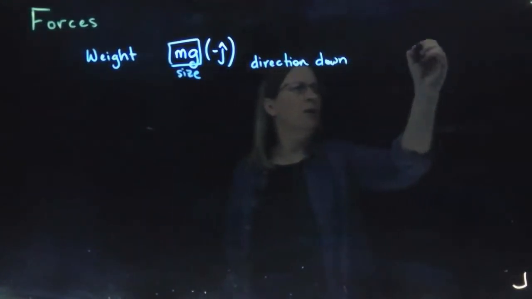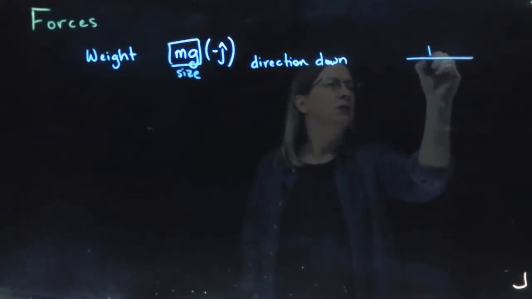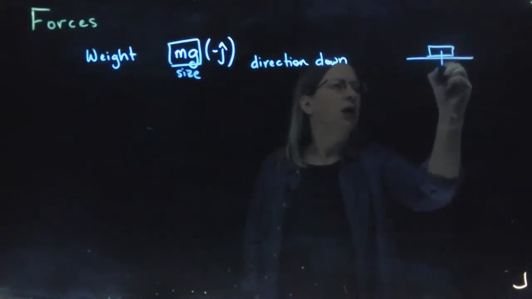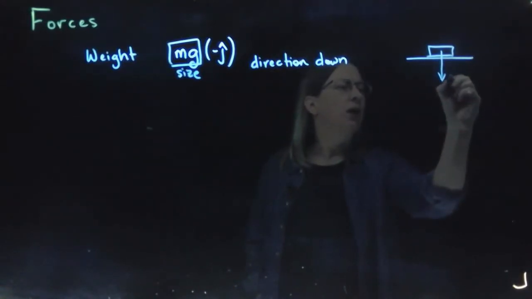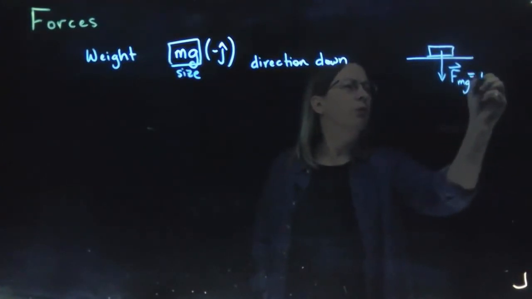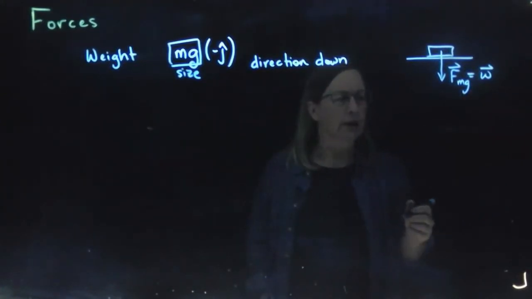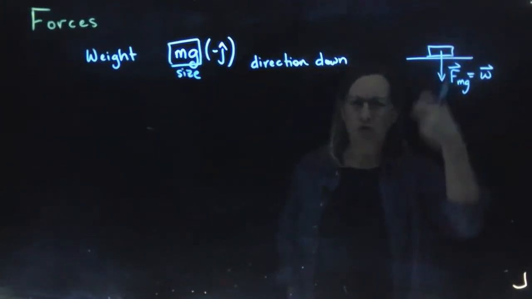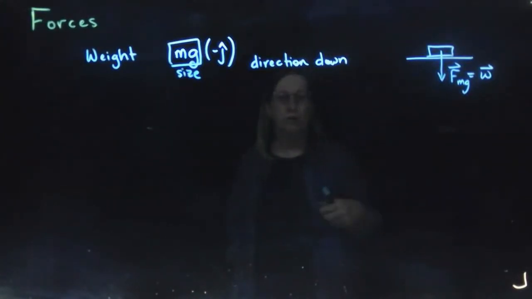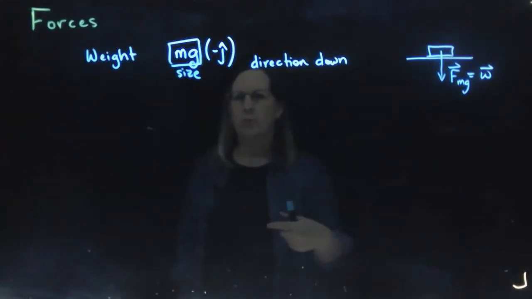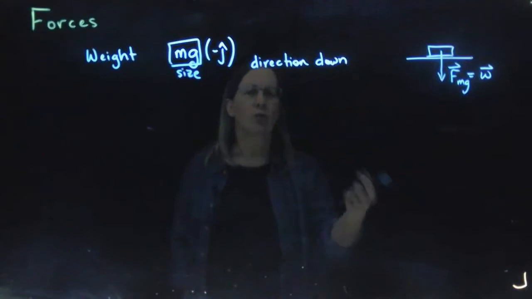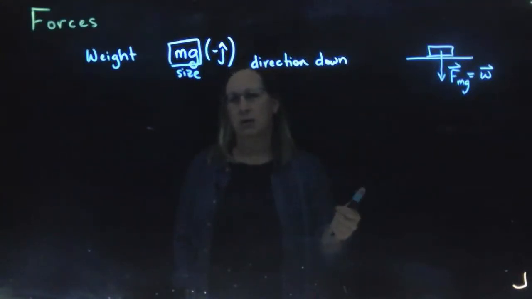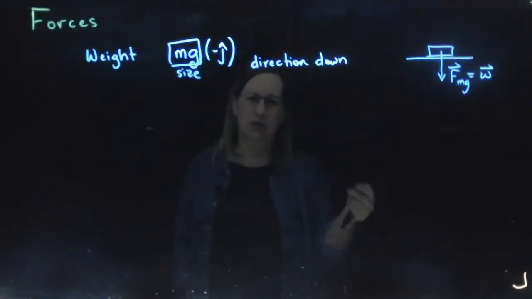So if I have an object that's sitting, a block here, I draw the force as down, and I say this is my force mg, or in your book you'll see this as a W for weight. This is the force due to the gravitational pull of the Earth on us. And so in MKS units, those are measured in newtons. In imperial units, those are pounds. So we're used to pounds, but we can convert between pounds and newtons.